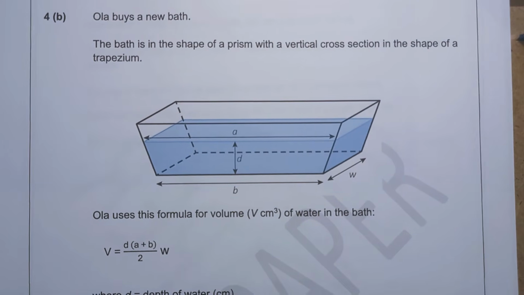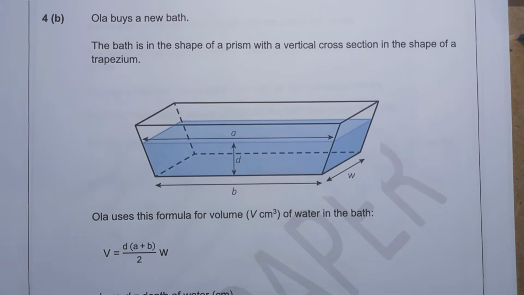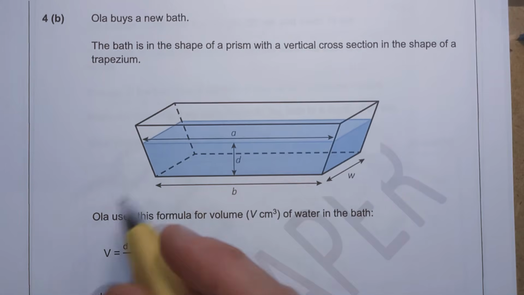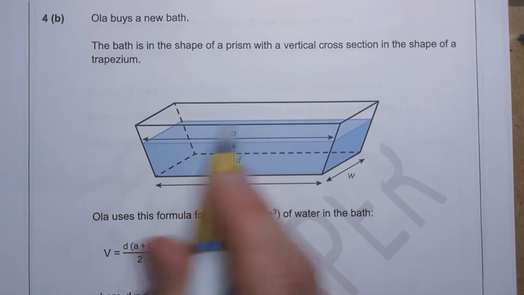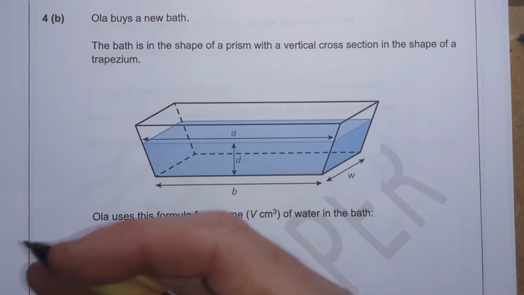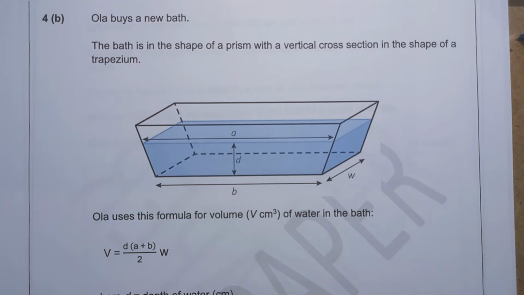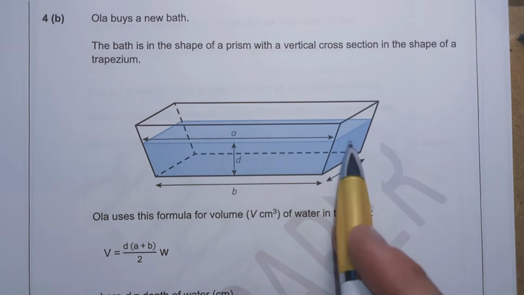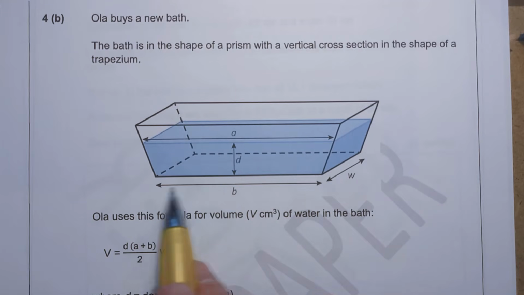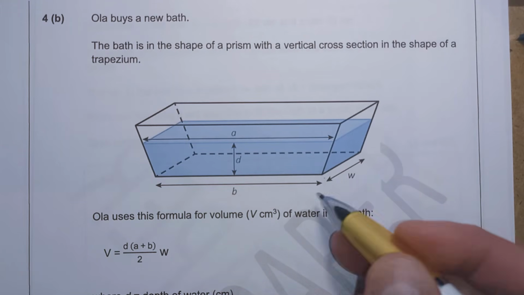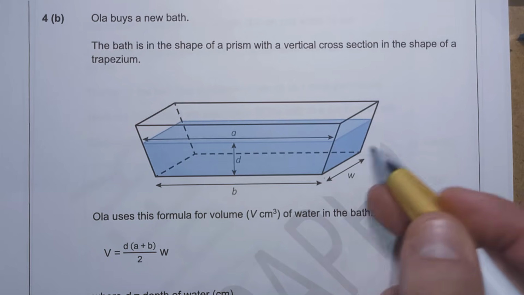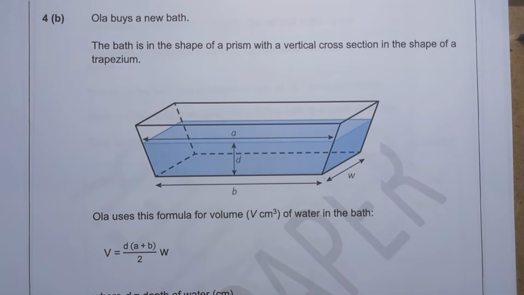Okay, so 4b. Ola buys a new bath. The bath is in the shape of a prism with a vertical cross-section in the shape of a trapezium. Okay, confusing. So prism means that we've got a shape here, which happens to be a trapezium, and it's the same shape all the way through. Okay, and we've got some measurements on here. A is the distance across, B is that distance across here, W is how far back it's going, and D, we've got the depth of the water.